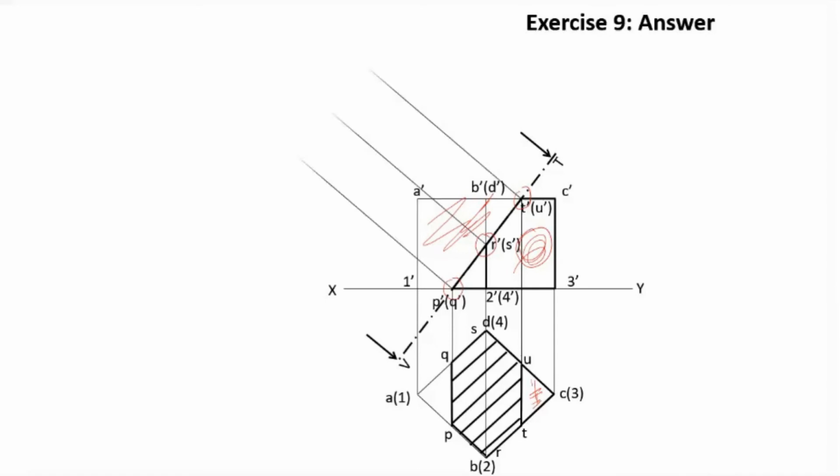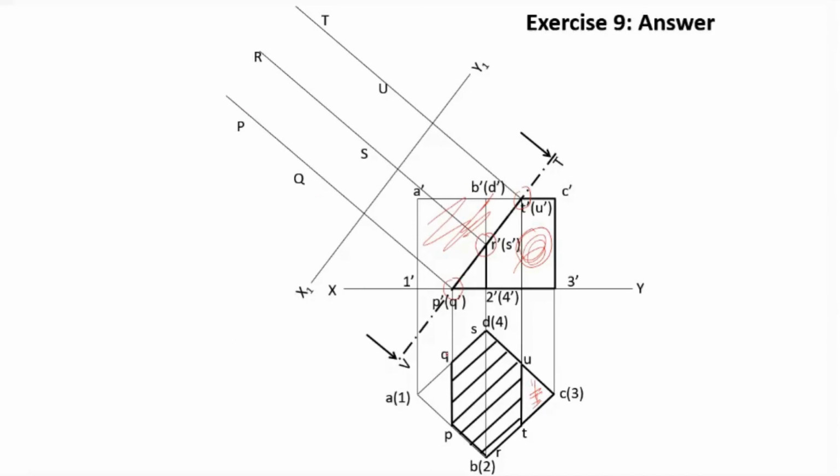Now in order to get the true shape, we draw the lines perpendicular to this vertical face, then X1, Y1. As in the previous case, the distance here is to be marked from the top view. That is, in order to get point P, the distance of P, not P dash, from the XY line in the top view is taken here.